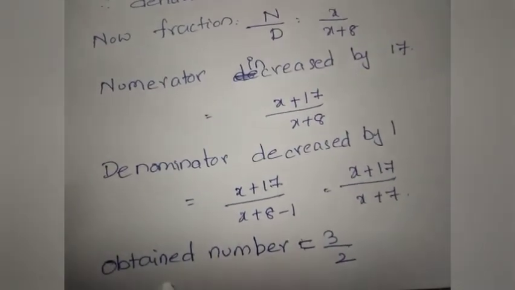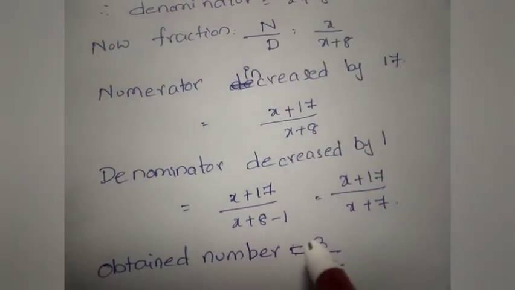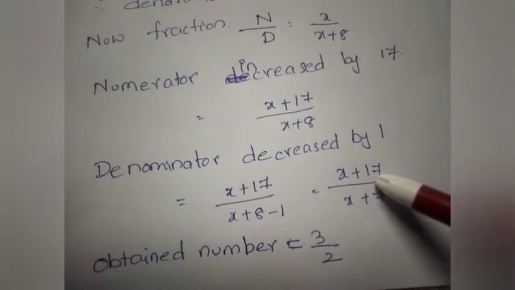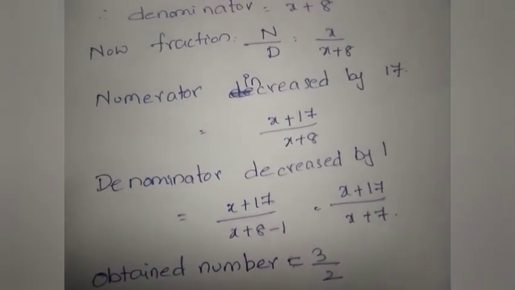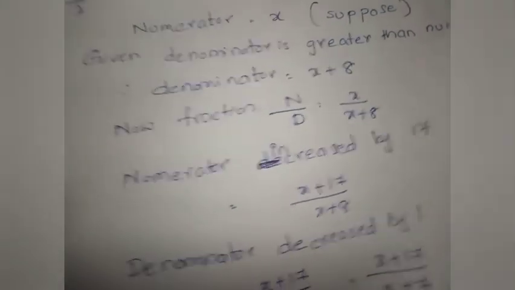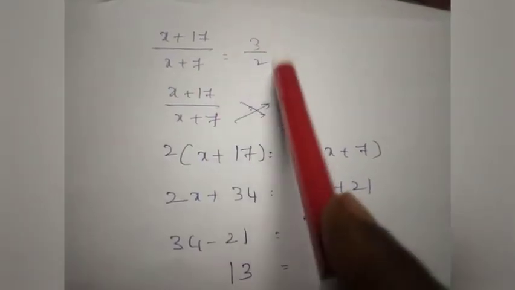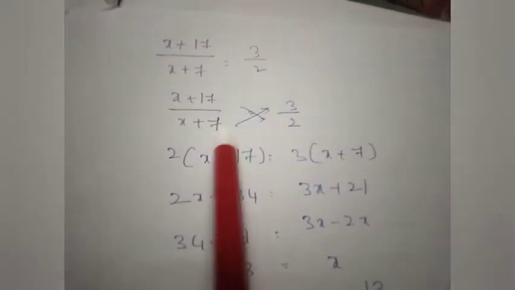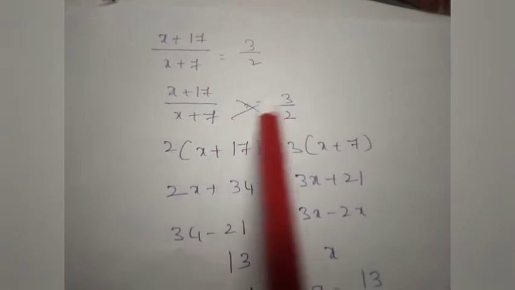But by the problem, the obtained number is 3 by 2. What number have they given? 3 by 2. So what did we obtain? This one. So these two should be equal. Now x plus 17 by x plus 7 is equal to 3 by 2. Again by cross multiplication, we have to multiply x plus 17 with 2 and x plus 7 with 3.